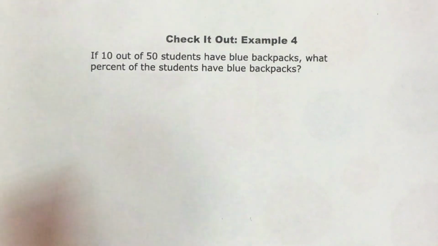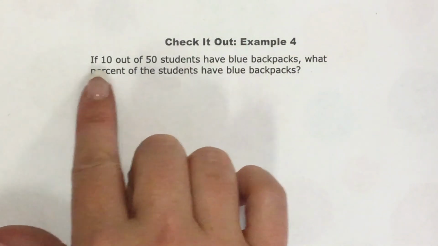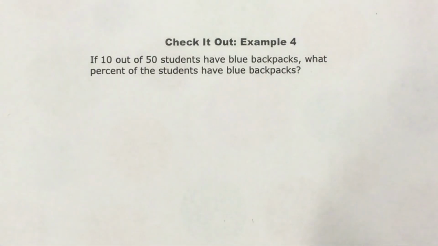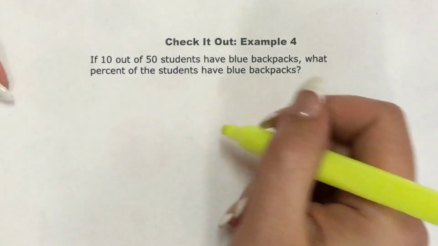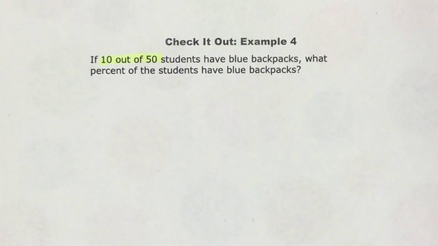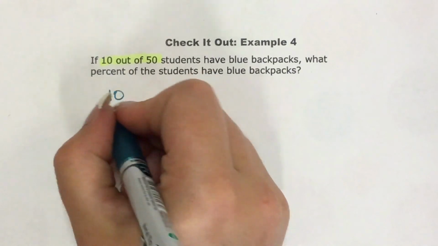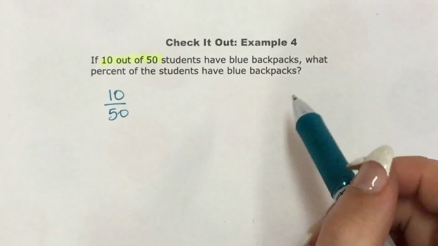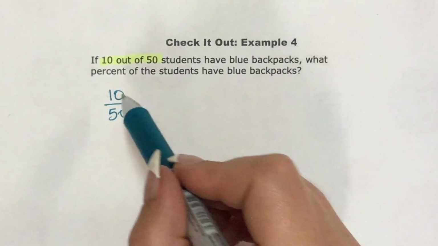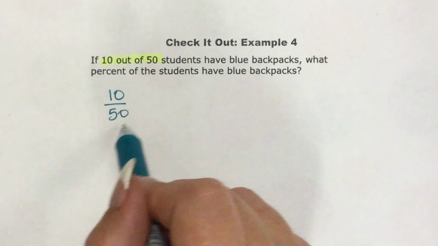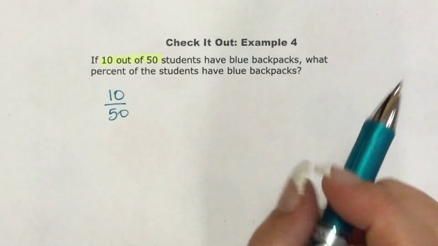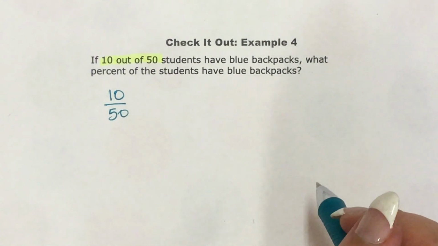Okay, we are back with check it out example 4. It states: if 10 out of the 50 students have blue backpacks, what percentage of the students have blue backpacks? Well, what you need to recognize is that when it gives you 10 out of 50 students, that's giving you a fraction. So 10 out of 50 is the same as 10/50. Now, to convert this into a percent, we could use long division and go 10 divided by 50, but I see that it would be really easy to make this fraction into a denominator of 100, which we can then change to a percentage.